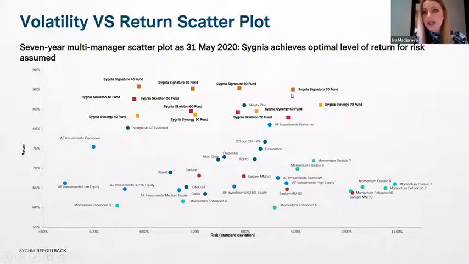So the way to read this is that anybody underneath the Signature 70 portfolio has taken on the same amount of risk. For example, looking at the AF Investments Performer portfolio, or this Momentum Flexible 6, or the AF Investments High Equity, all of these portfolios have also taken on about 9% of risk. But if you look at the vertical axis, you can see that they've taken on the same amount of risk but delivered less return. So for every level of risk, you want the top performing portfolio. Again, from a risk and return perspective, we're very happy with how all of these life stage portfolios have performed against their peers.